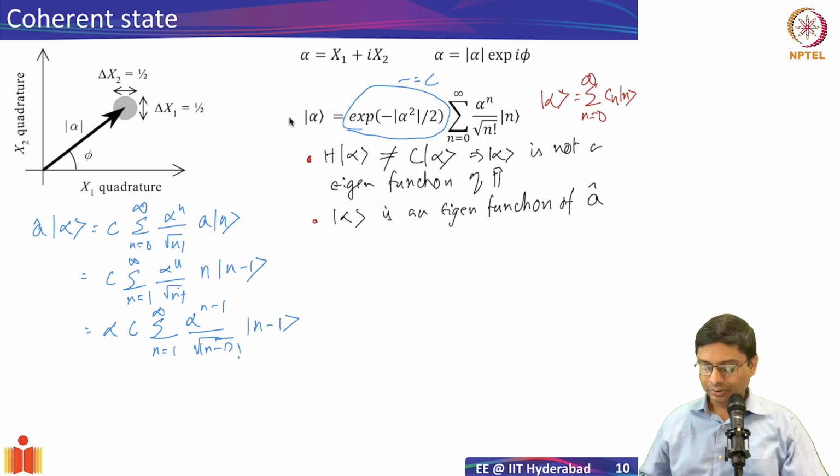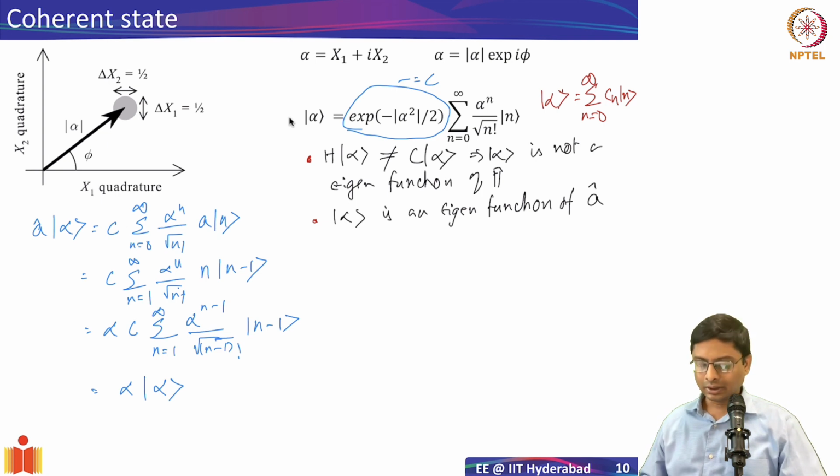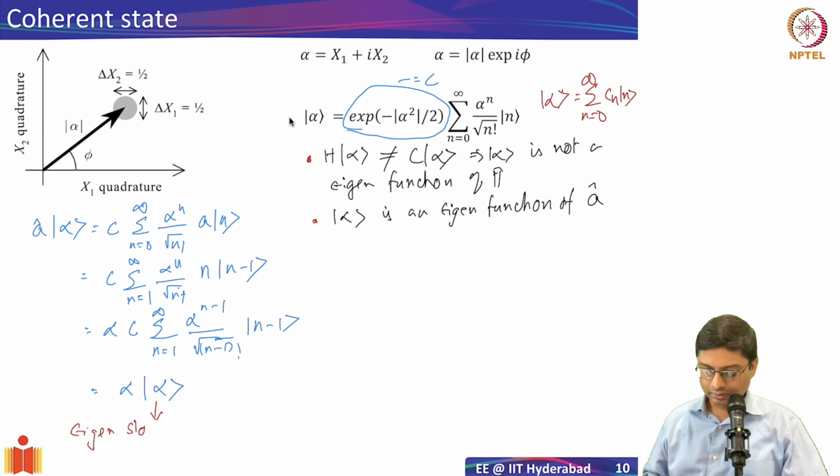So this is equal to alpha times my alpha state, the number alpha. What is that? We will try to understand. With me so far? So we essentially showed that this is an eigenstate of the annihilation operator.